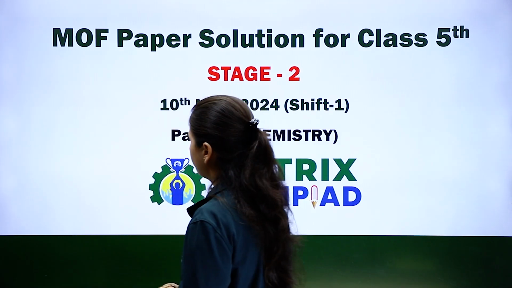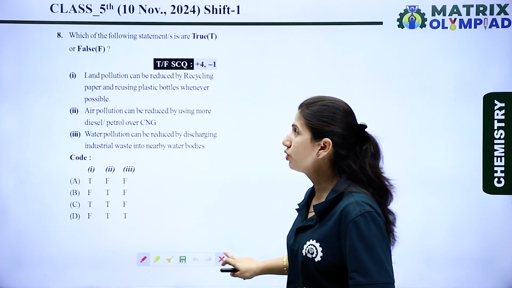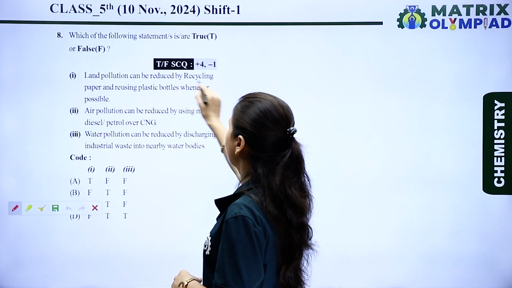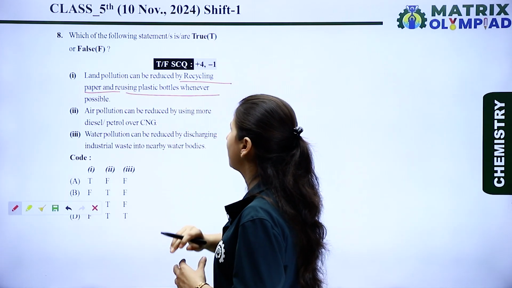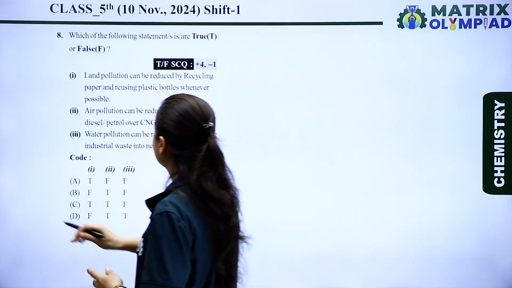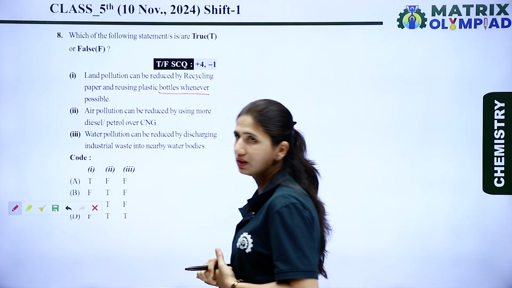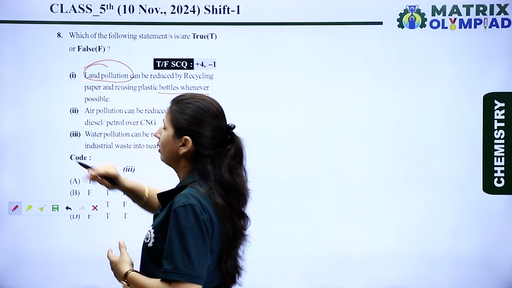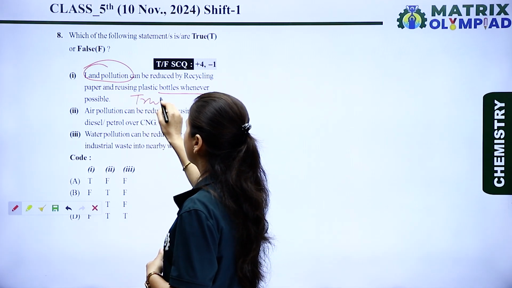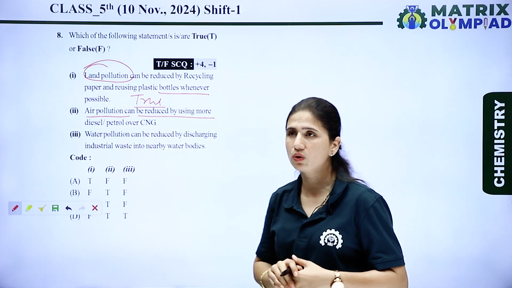Let's see the question. The first question is, which of the following statements is or are true or false? First statement is, land pollution can be reduced by recycling paper and reusing plastic bottles whenever possible. Yes, this is completely a true statement, because when we reuse plastic bottles and papers, the amount and the rate of land pollution decreases. So this is completely a true statement. Now the next one is, air pollution can be reduced by using more diesel or petrol over CNG.